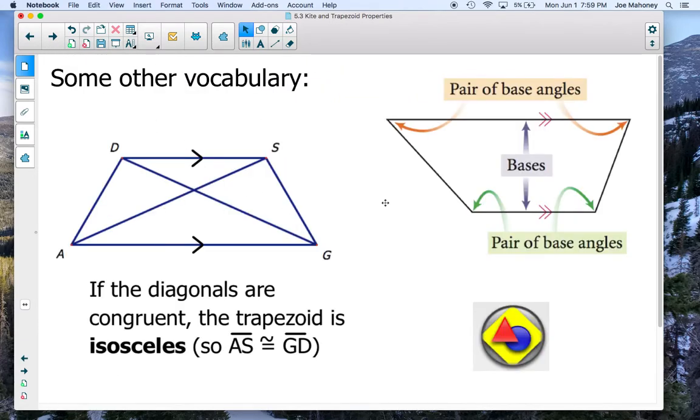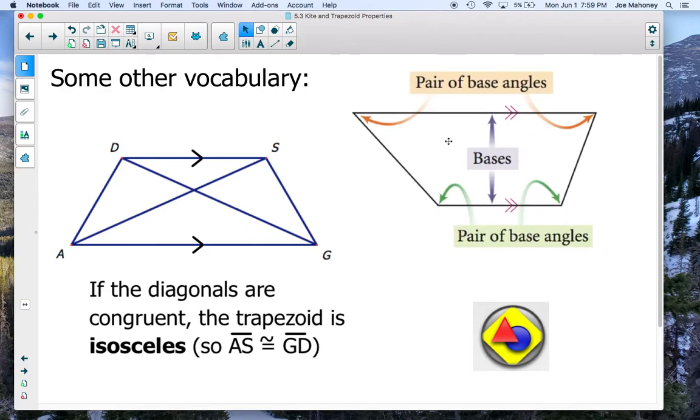There's some other vocabulary that goes on. I'm going to go over here to the right side first. So in a trapezoid, we always have bases. The parallel sides are the bases. And the angles that contain the parallel side, the bases, are called base angles. So are you okay with the fact that I got some base angles at the top? That should be okay. And we have base angles at the bottom as well. So the base angles are the pairs of angles that share one of those parallel sides.